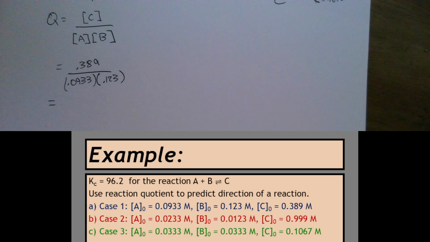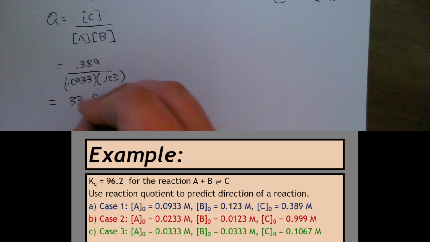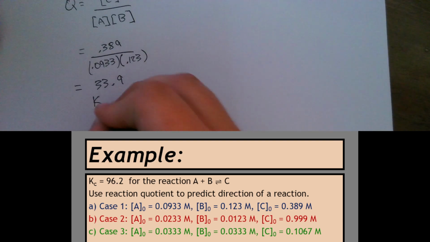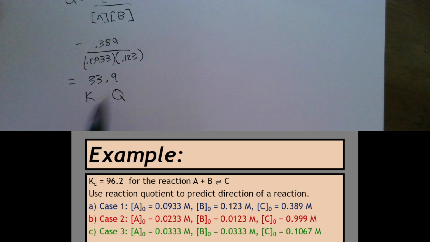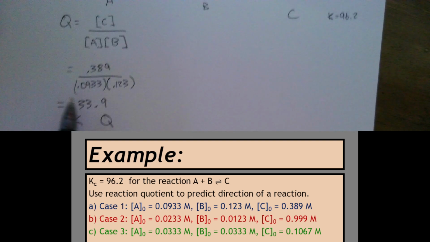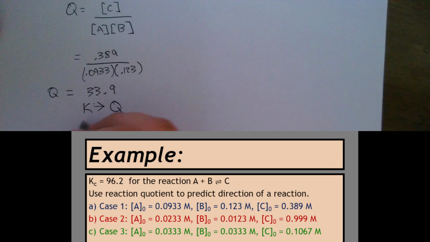I already did this, so I'm just going to cheat. My answer was 33.9 when I plugged that in. So now let's compare K and Q. Shortcut if you write it in alphabetical order: K, we said, is 96. Q is 33. K is greater than Q. Fill in the arrow. This reaction is going to go to the right.